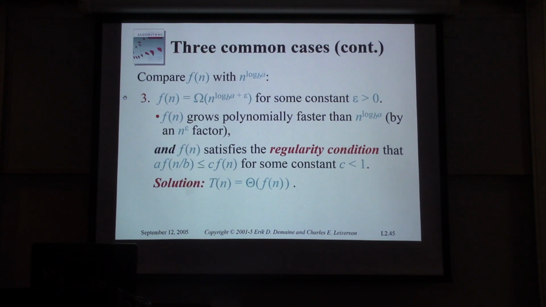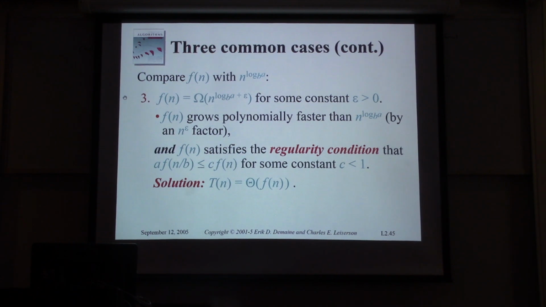So here we have, again, we compare actual work against n to the log b of a. You're probably tired of it. What we're going to do is see, is f of n an element of big omega of n to the log b of a plus epsilon? If that's the case, then I had to bump this one by epsilon, which means if I didn't bump it, it would be too small, and that means that f of n is growing polynomially faster than n to the log b of a by a factor of n to the epsilon, some positive thing, right?